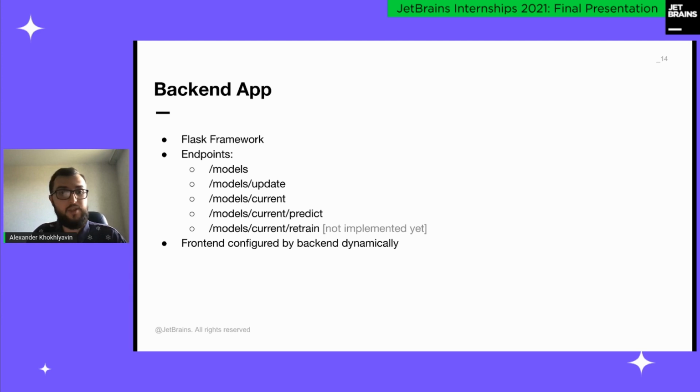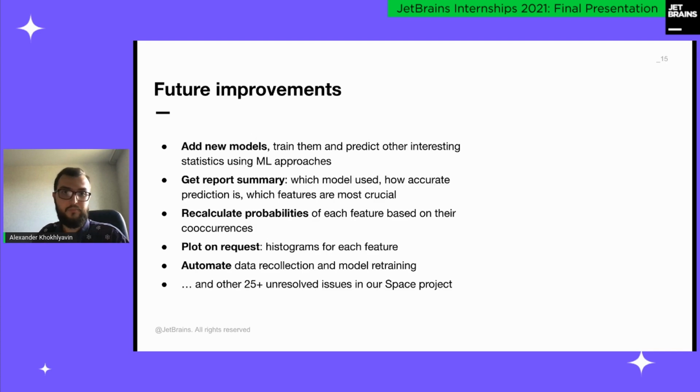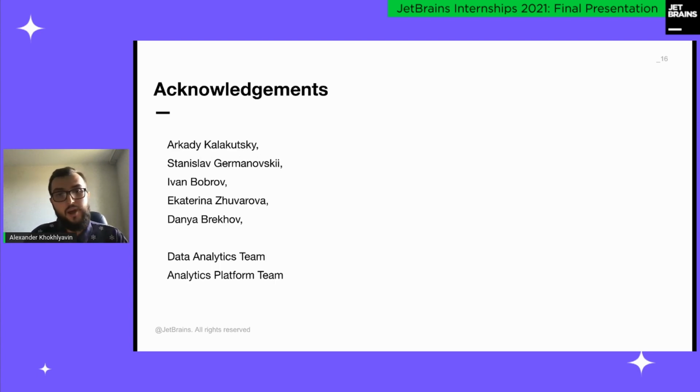Also, it's interesting to say that all front-end things are configured by the backend, which generates a specific config for each model we use. Of course, we have a lot of future improvements, such as adding new models, getting a report summary, and many unresolved features on our Space project issue board. Going to conclusion, I want to express my huge thanks and appreciation to Arkady Kolokutsky, Stanislav Germanovsky, Ivan Bobrov, Ekaterina Zhuvarova, Danya Brechov, and of course, all members of the data analytics and analytics platform teams.